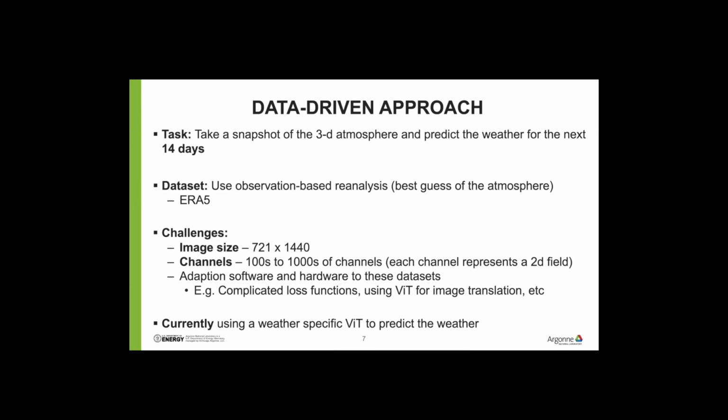And instead of just having 3 channels for red, green, and blue, if you're doing image classification, we have hundreds, if not thousands of channels, each one representing a 2-dimensional field, such as the temperature at the surface, as well as the temperature that spans from 1 mile all the way up to the top of the atmosphere. So integrating this data set and adapting the software and hardware needed to train on this data set has come up with a lot of interesting and novel approaches, such as complicated loss functions and taking a traditional vision transformer, or ViT, and giving it an image translation instead of an image classification task. And here I'll just talk a little bit about how we developed a weather-specific ViT to predict the weather.